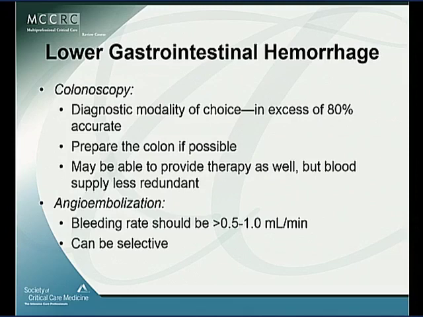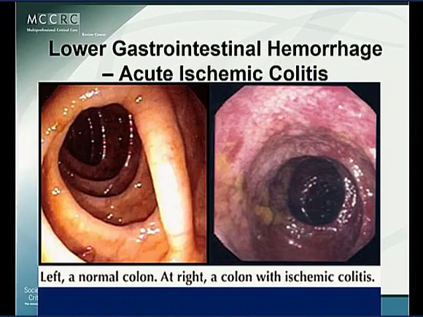You may be able to provide therapy through the scope as well, but remember that as opposed to the stomach and the upper tract, the blood supply is less reliable, less redundant. So if you take out a vessel therapeutically there, you may cause ischemia, which will worsen the situation. You need a certain bleeding rate if you're going to go to angioembolization. It certainly can be more selective and helpful in these patients.